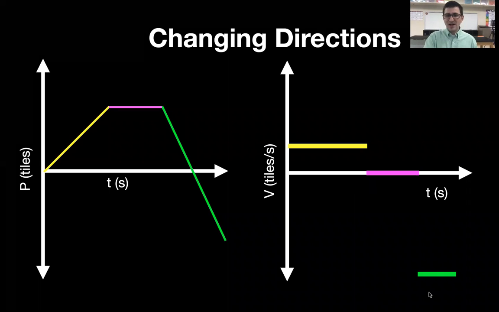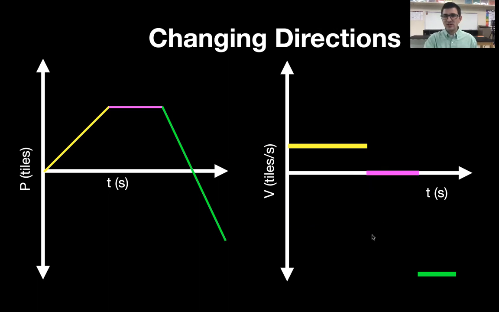When I did it, I got something that looked a little bit like this, with a small positive velocity, a velocity of 0 for a period of time, and then a big negative velocity for a shorter period of time. So this is what it looks like when we have a position versus time and a velocity versus time graph with different velocities.